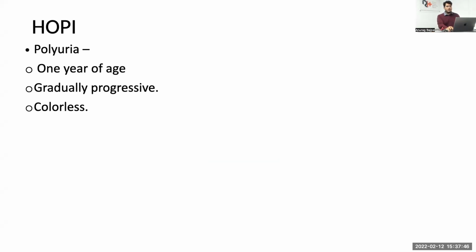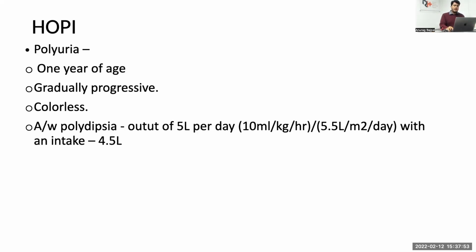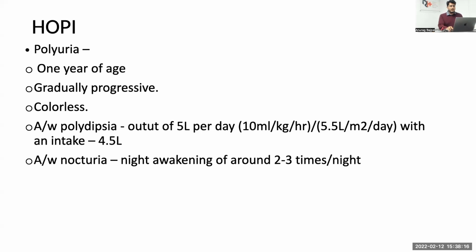And with regards to the polyuria complaint, this was present since age 1, and it was gradually progressive, and he never had his urine in yellow color. It never concentrated. It was always colorless. And when he went to a general practitioner, he was asked to monitor urine output and water intake, and it was found to be an output of 5 liters per day, which is 10 ml per kg per hour, or with respect to body surface area, 5.5 liters per meter square per day, and the intake was also very high, around 4.5 liters.